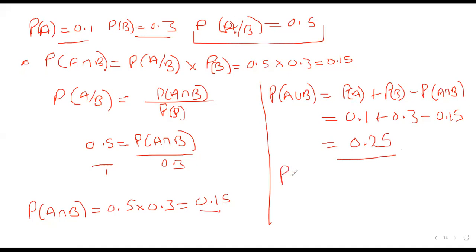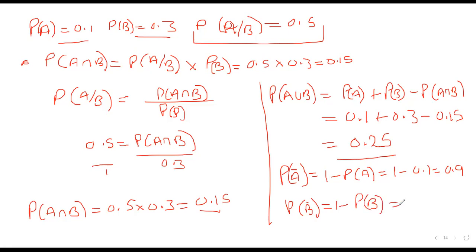Okay, can somebody tell me what is the complement of A and the complement of B? What is the complement of A? 0.9. How do you get 0.9? One minus the probability of A. Good. Complement means what I don't have. If I have 10%, what I don't have is 90%. So what's the complement of B? One minus B itself. 0.3. So which is 0.7.